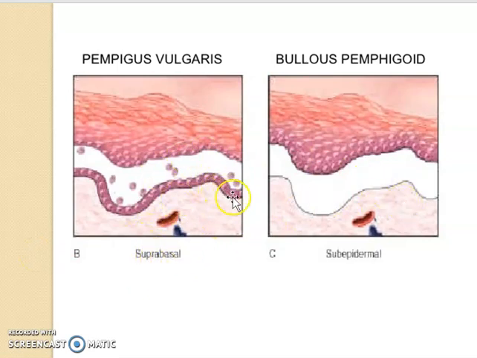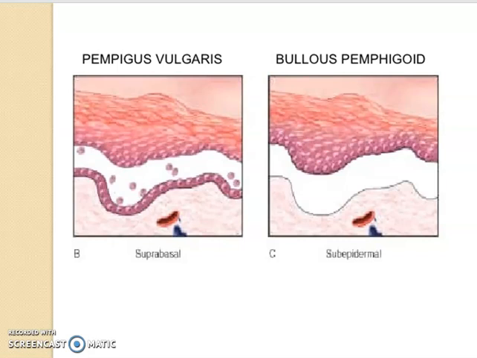Suprabasal layer again. Tombstone appearance in one single layer of basal cells. They are attacking this region here, so that the epithelium will detach from the connective tissue. This is the epithelium. Is that okay? I hope so. Right, let's move to mucous membrane pemphigoid.